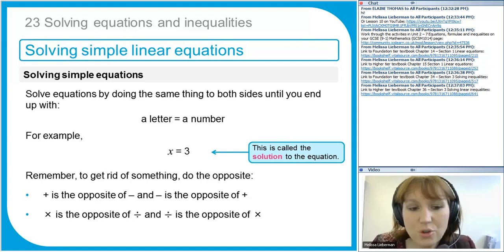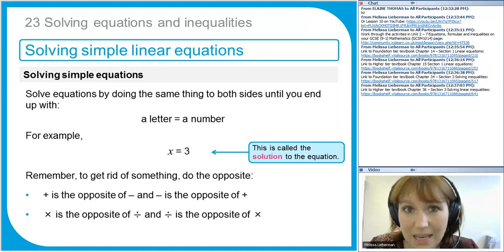And remember in algebra that multiplication signs are not always written. So if you have something like 3x, that means 3 times x. So the multiplication sign is left out. 3x just means 3 times x. So if you want x on its own, you need to divide by 3 to get the x by itself.